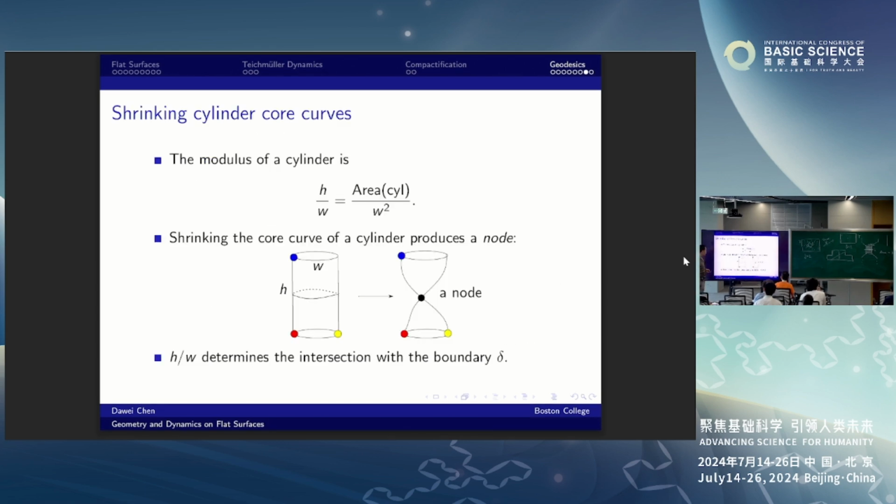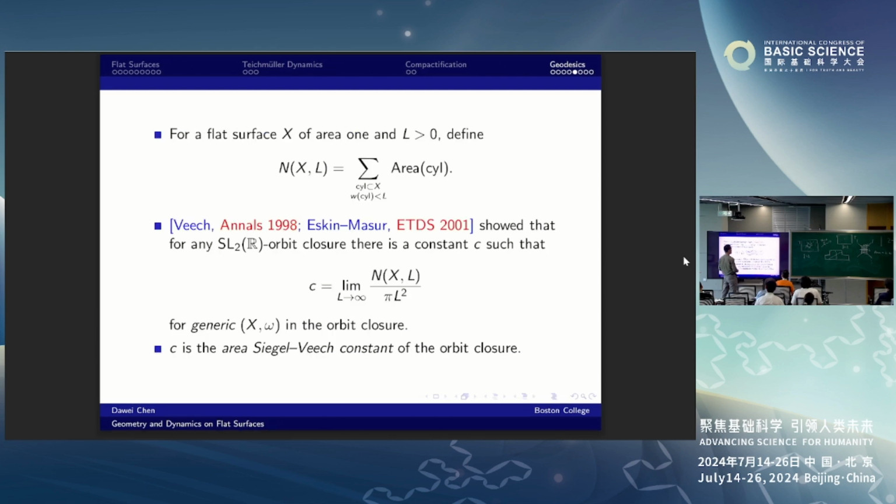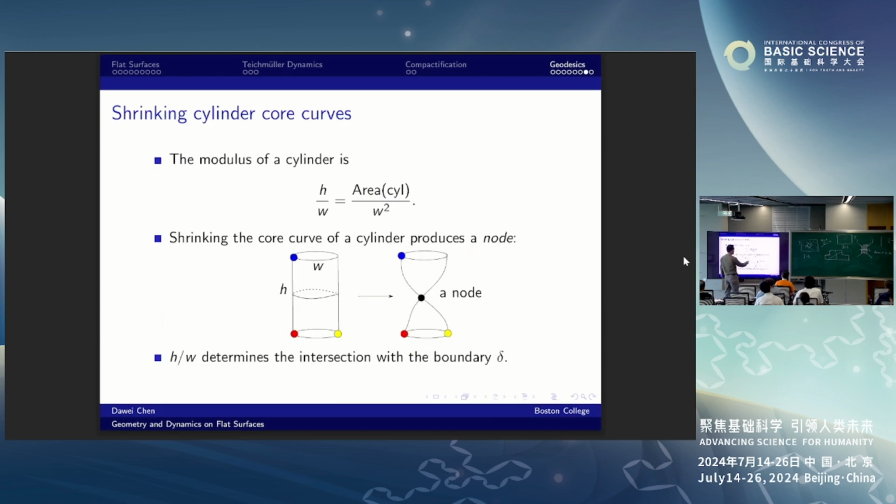So in the last 2 or 3 minutes, I said, why do I want to count the area of the cylinder? Because the area of the cylinder is H times W, right? And originally, our counting problem, we have to divide it by this L squared. L controls the length or the width of the cylinder, right? If you take this L squared into account, this just becomes H over W, the height over width, as area over W squared.